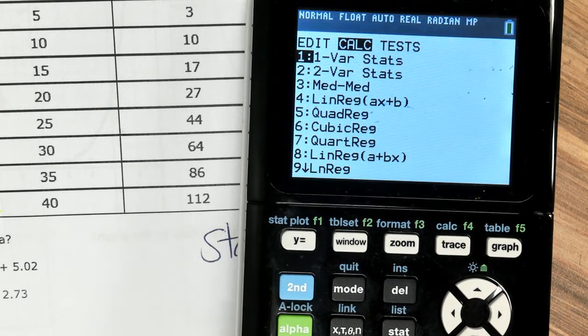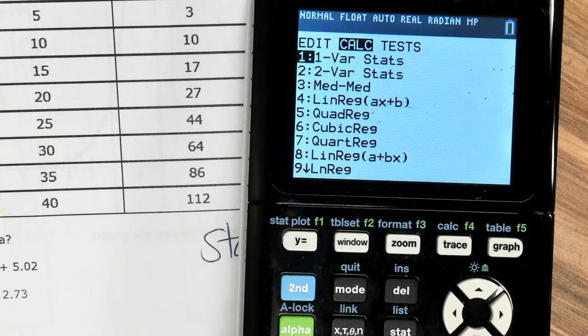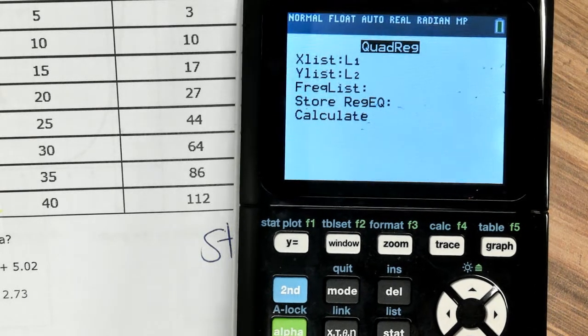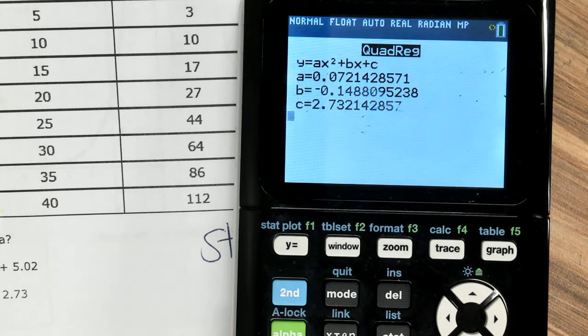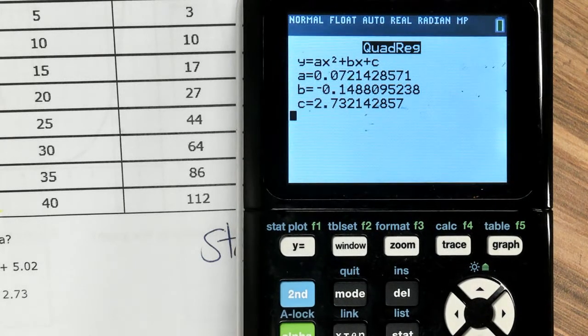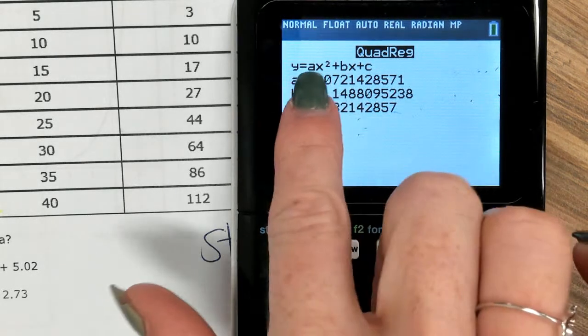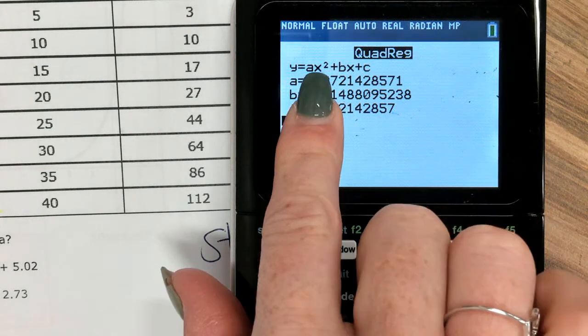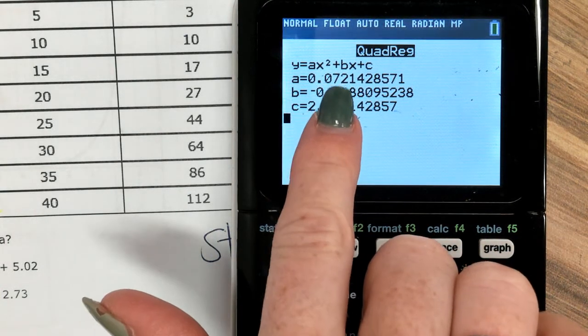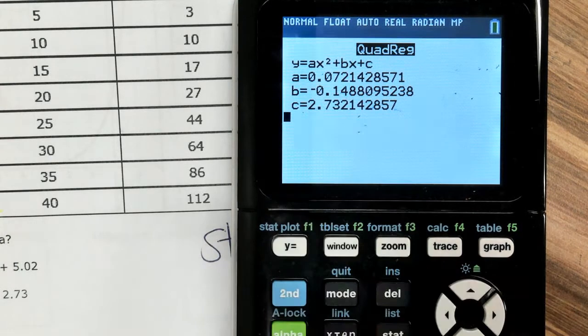But this time, instead of choosing linear, what would we choose? Quadratic, which is option 5. You're going to hit enter until you get the answer. And that's your answer. Do you see that it gives you the equation up here? It says ax squared plus bx plus c, and it says a is 0.07.